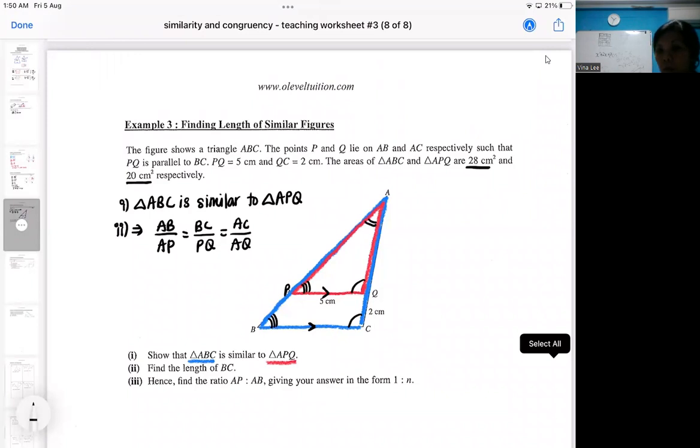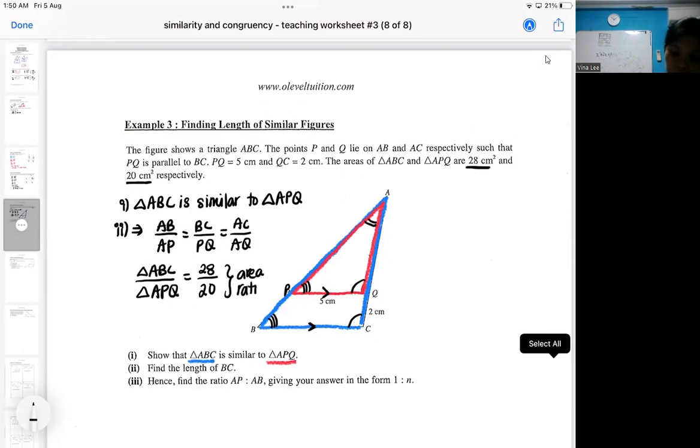So how am I going to use the area ratio? Apparently they gave me the area ratio. If you take a look, they gave me ABC and they gave me APQ. The area ratio is 28/20. So this is the area ratio.